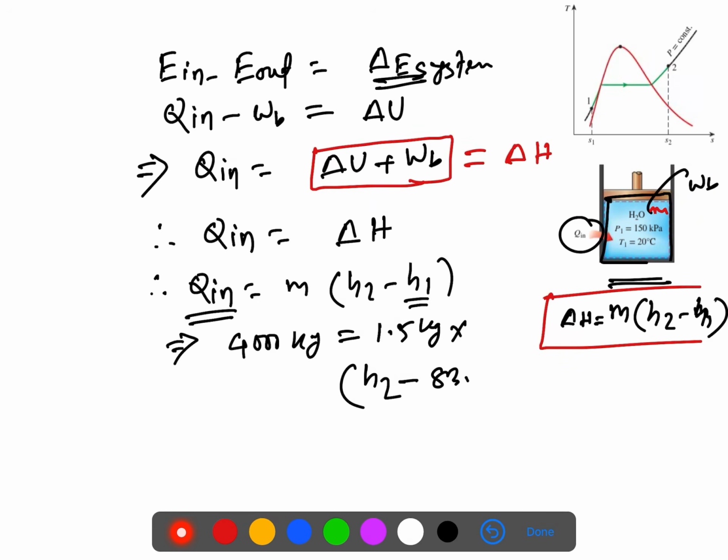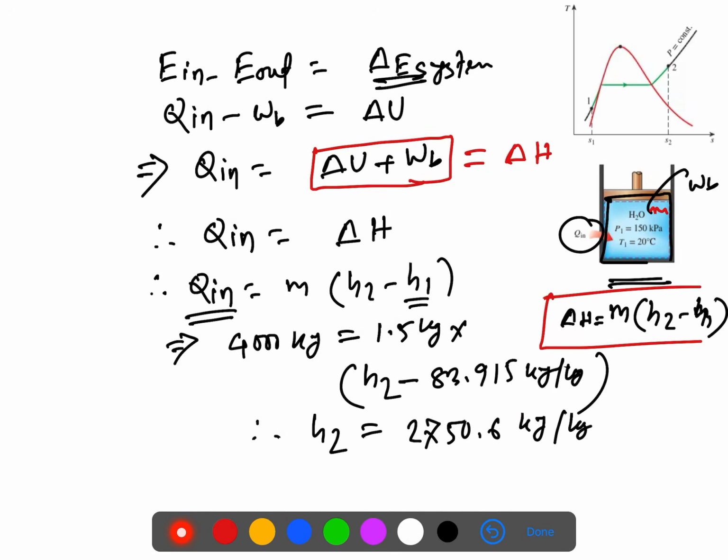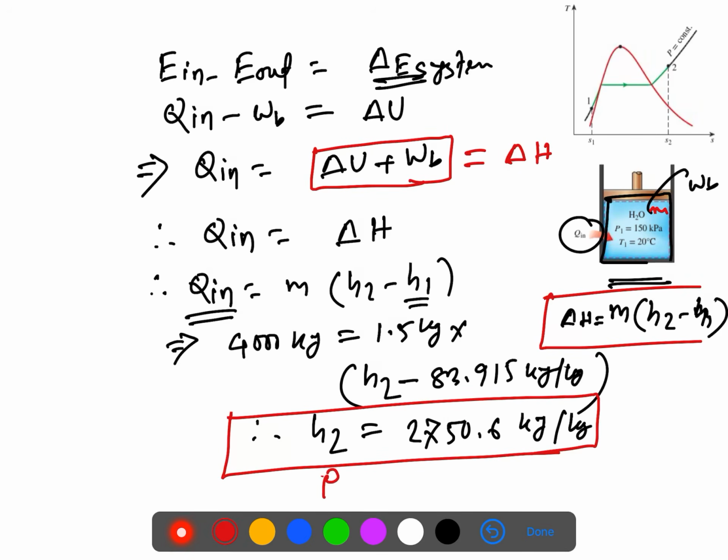So I should say 83.915 kJ/kg. If we simplify this, we will get h2, which is equal to 2750.6 kJ/kg. So we have h2, and we know P2 is equal to 150 kPa. Now we are looking for s2 by using these two properties, h2 and P2.